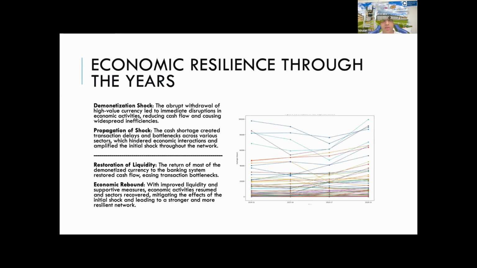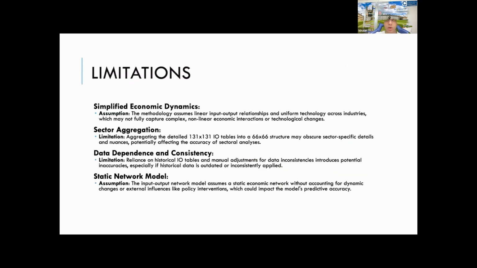The liquidity was restored, however, in 2017, and most of the demonetized currency returned to the banking system, leading to an economic rebound with improved liquidity and supportive measures. Economic activities resumed and sectors recovered, mitigating the effects of the initial shock and leading to a stronger and more resilient network. The limitations of the study were simplified economic dynamics.